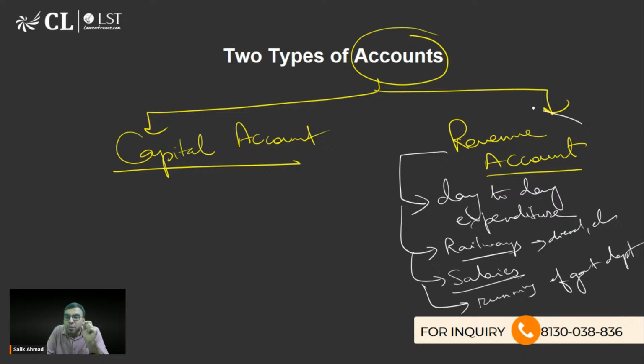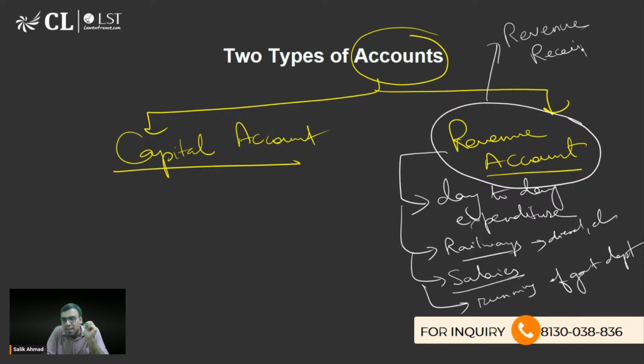So revenue account में दोनों होता है, इनकम भी होता है और एक्सपेंडिचर भी होता है रेवेन्यू अकाउंट में. So when there is input, when it receives something inside the account, this is called as revenue receipt. Receipt मतलब आना, पैसा आना, money comes. And when there is expenditure from this account, this is called as revenue expenditure. So this account deals with day-to-day functioning of the governance system. Okay.